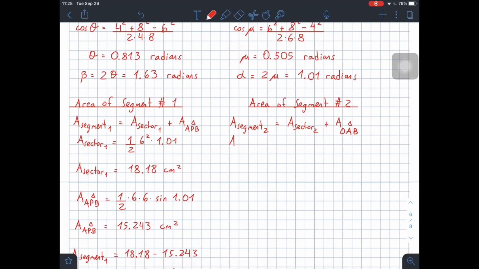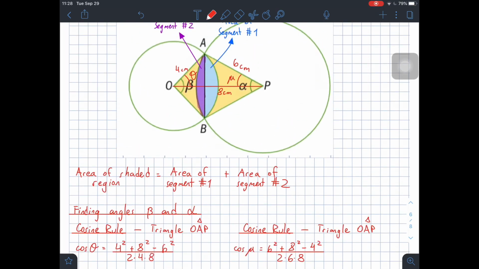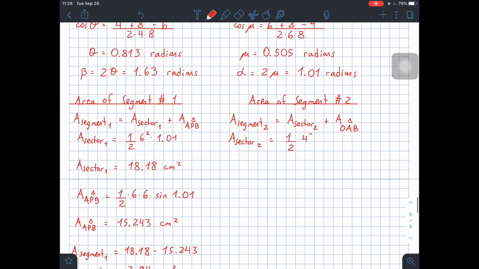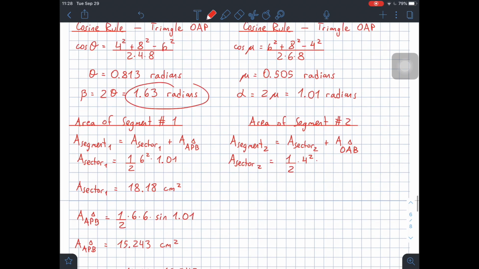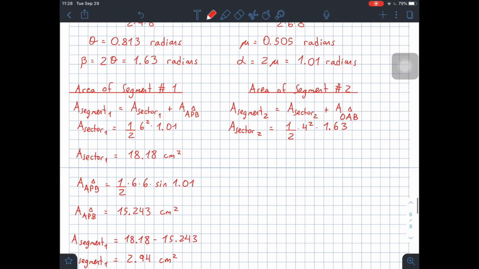So we're going to find the information. Area of sector number 2 is equal to 1/2 times radius squared. The radius in this case is 4 instead of 6. So times 4 squared times beta, our angle, which is 1.63. Remember, you should write this angle in radians. So we solve this and we get the area of sector 2, which is equal to 13.04 centimeters squared.